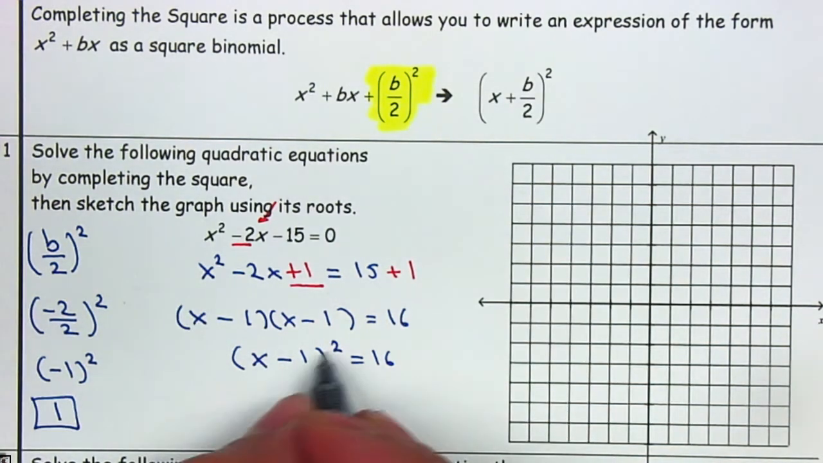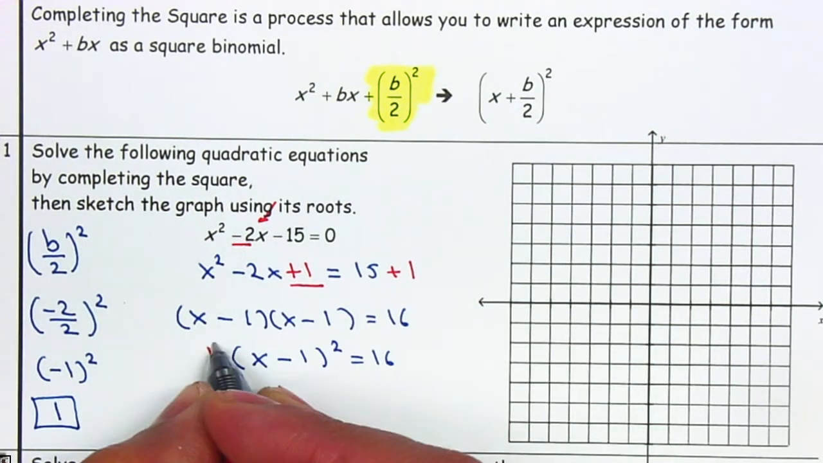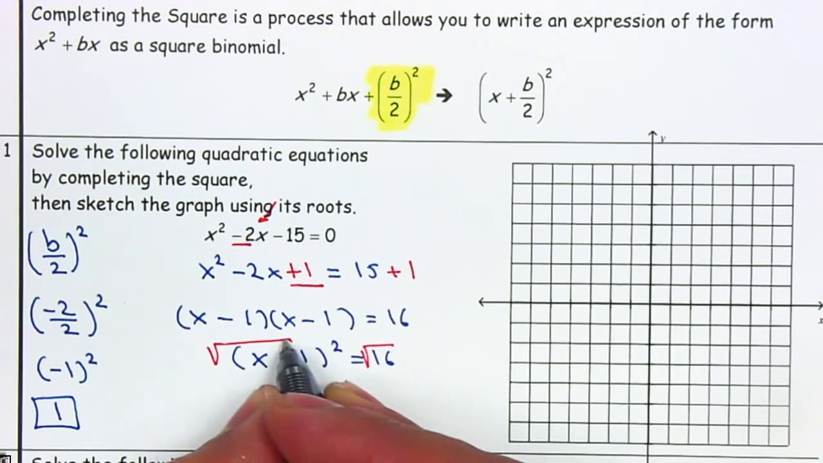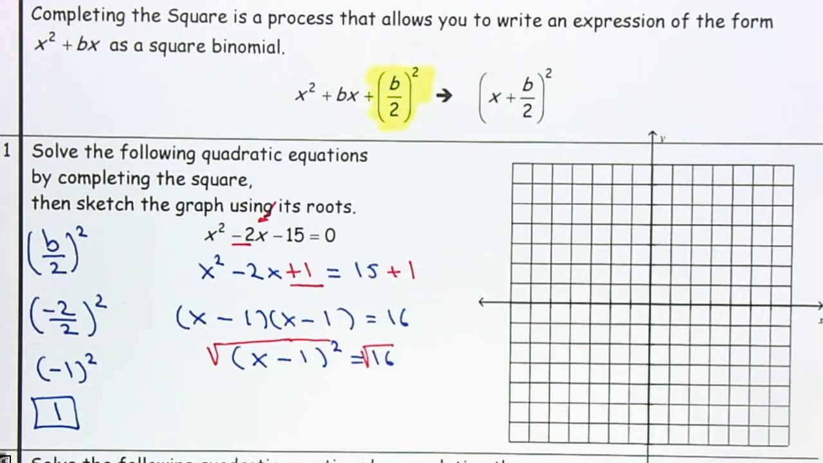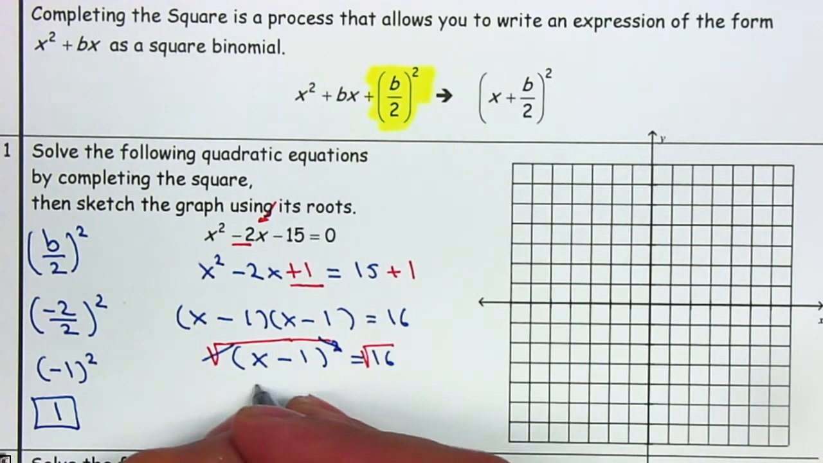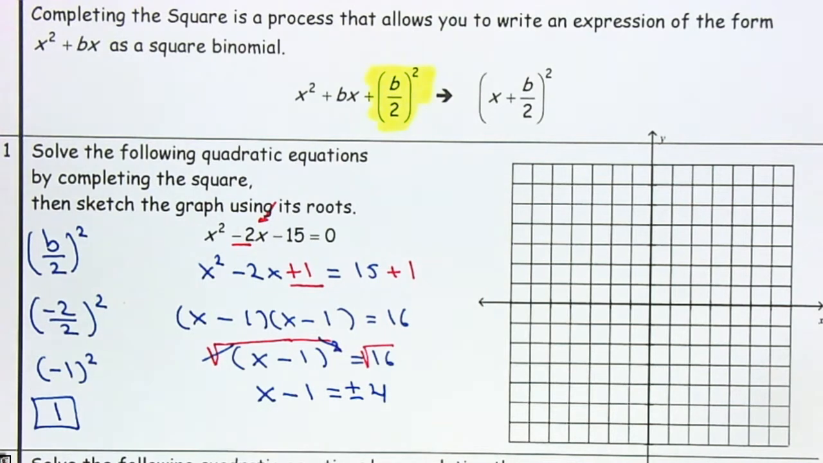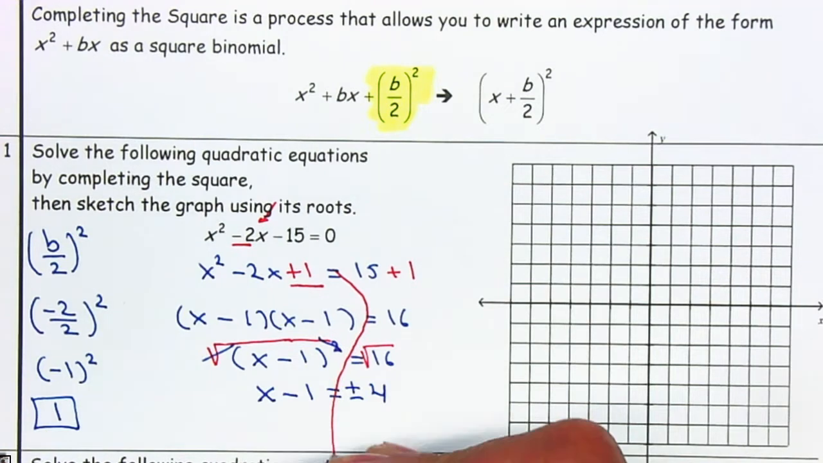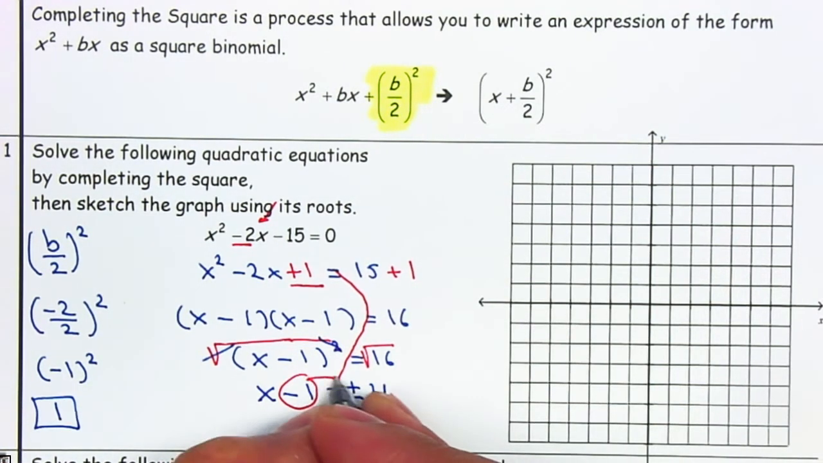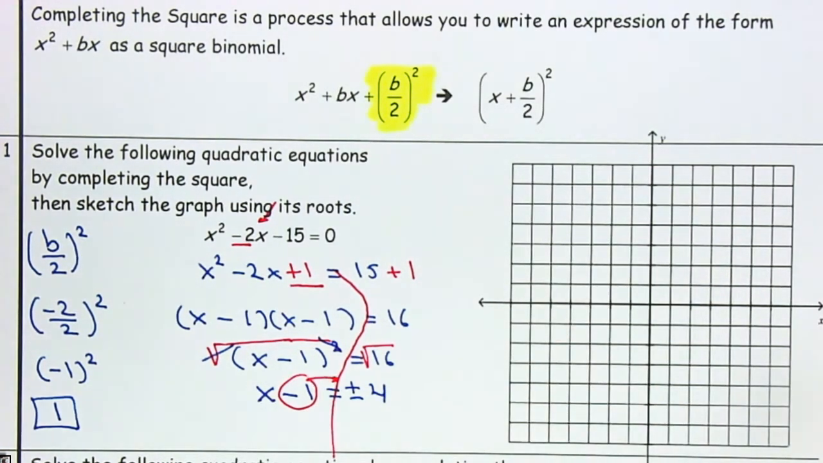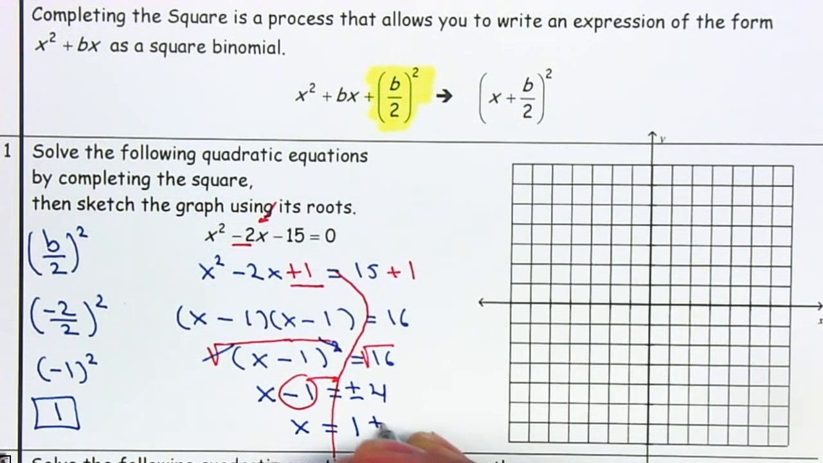Now that I rewrote it as a square, I can get rid of the square by taking the square root on both sides. The square and the square root cancel. I end up with x minus 1 is equal to 4. And yes, don't forget your plus or minus. And let me just go and draw out the line. Now I'm going to move my 1 to the right hand side. That's going to become a positive 1. So I have x is equal to 1 plus or minus 4.